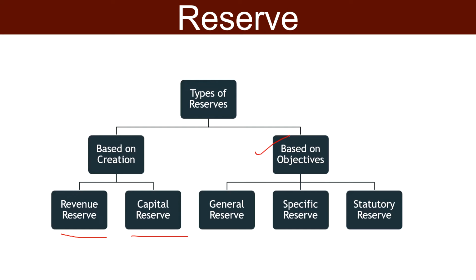Next, on the basis of objectives, there are three types of reserves: general reserve, specific reserve, and statutory reserve. General reserves are free reserves which are not created for any specific purpose. Specific reserve is the reserve created for a definite purpose like debenture redemption reserve, development reserve, dividend equalization reserve, etc. Statutory reserve is the reserve created due to legal requirement, for example, capital redemption reserve whose creation is compulsory.